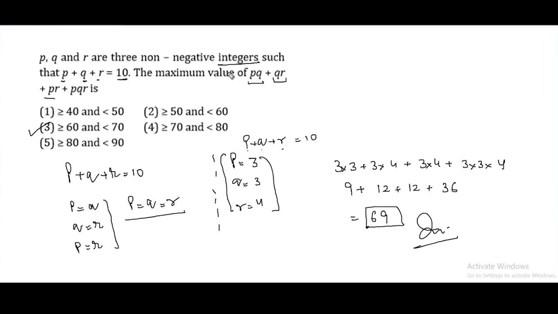So the rule is again the same, maximum value will be when they are equal. So all three of them should be equal, but here we cannot take equal, otherwise they won't be integers. So we have taken the close values. Okay, come to the next one.